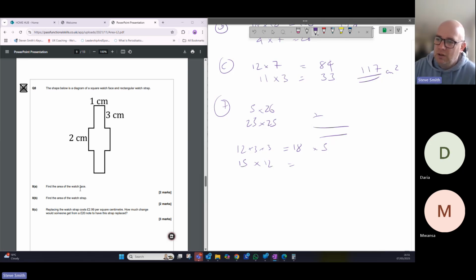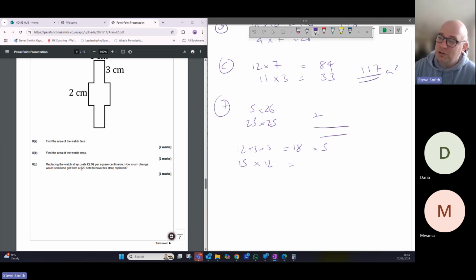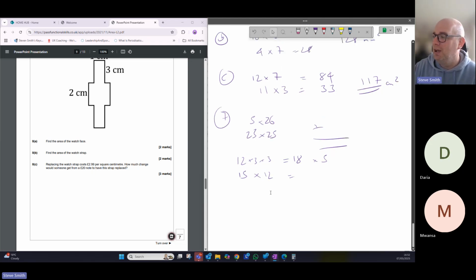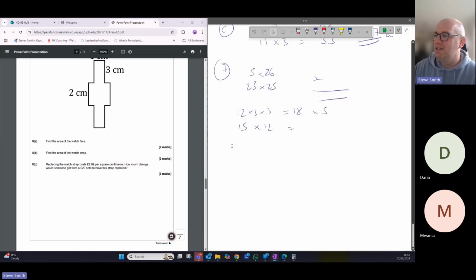So find the area of the face. So it's a square, so it's 2 times 2. Find the area of the strap. 1 times 3, 1 times 3. So that's 6. So this is like a level 2 part. Replacing the watch strap costs £2.99 per square centimeter. How much change would you get? Okay, so let's go to that question, and that's quite a good one.